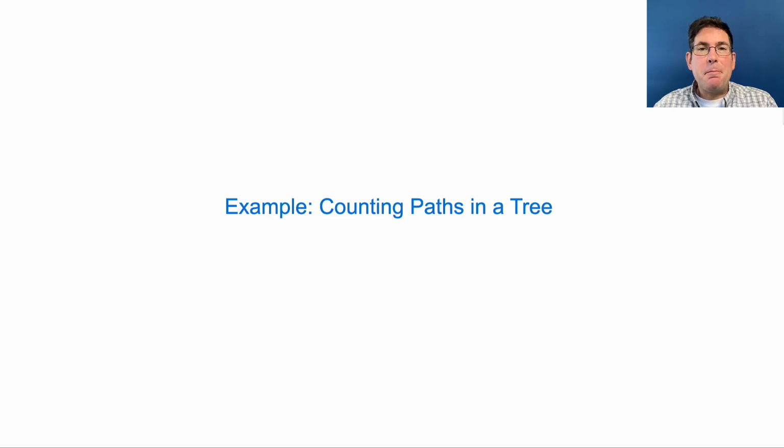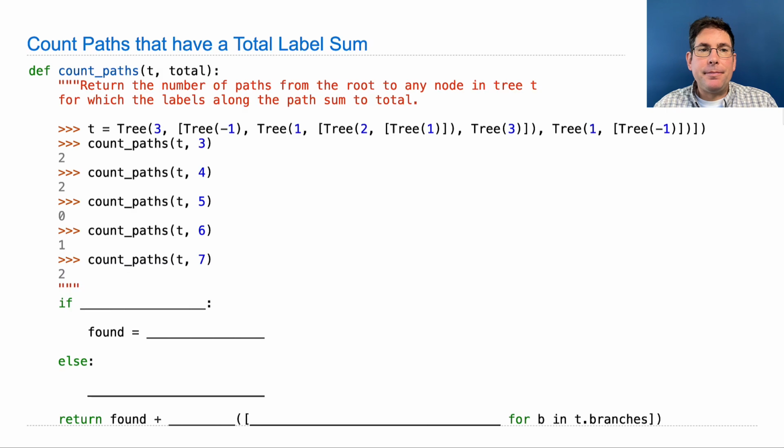Let's look at an example that demonstrates the kind of thinking needed in order to work with trees. This function, countPaths, takes in a tree and some total. We're assuming the tree has labels that are numbers, and it returns the number of paths from the root to any node in the tree for which the labels along the path sum to the total. Here's an example tree, and if we count the paths that sum to 3 or 4 or 5 or 6 or 7, we get different numbers because different paths have different sums.